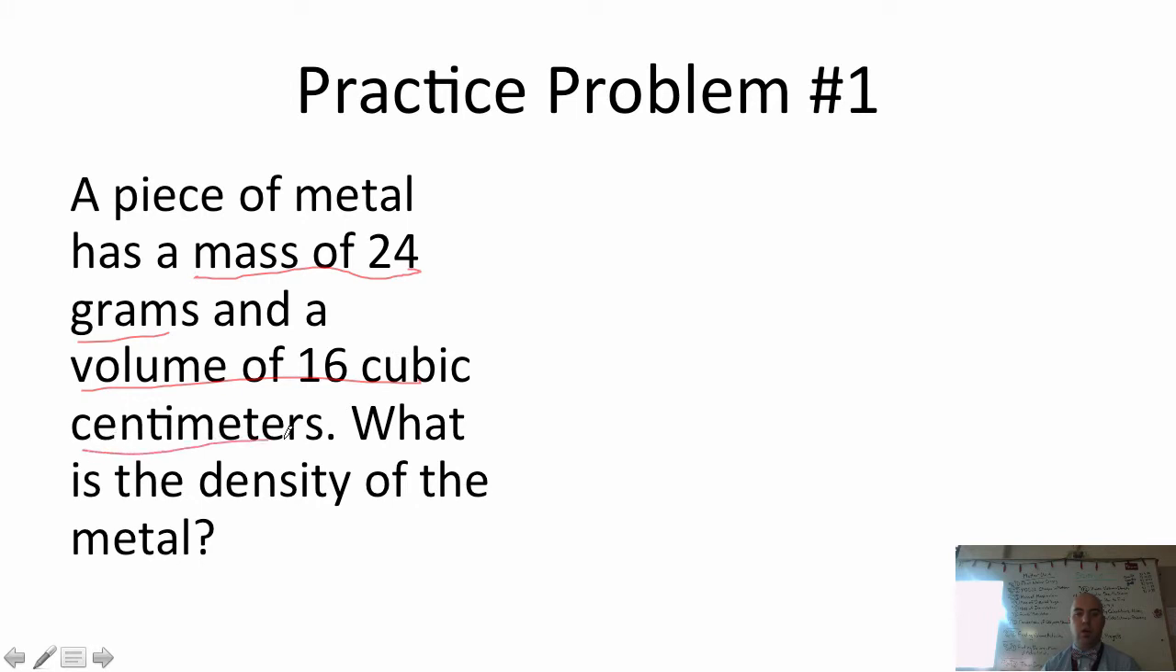All right. So I like to underline those just because it's easier for me, but I also write them up here. I know that mass, which I'm just going to write as an M, equals 24 grams, and I have volume equaling 16 cubic centimeters. Now, why do I use M and V? Why can't I just put 24 grams, 16 cubic centimeters? Jarek, what do you think? You need to know the difference between mass and volume. Yeah, and it's going to be really helpful when we set up our equation. So those are the things that I know.